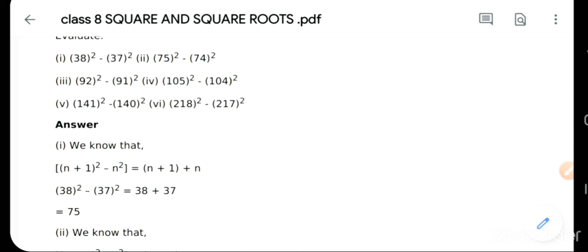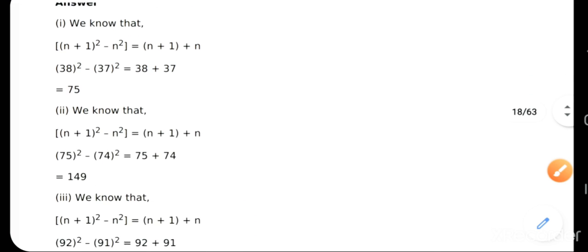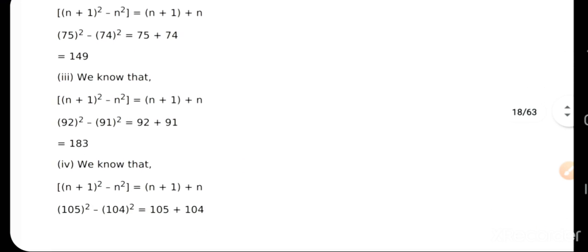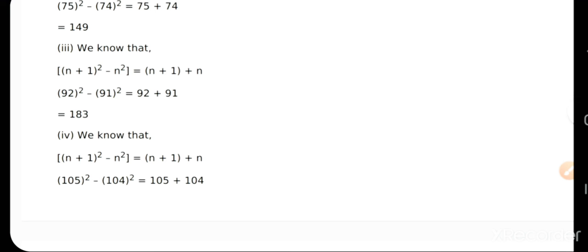You just need to, in a way, add the numbers. Okay, that is, if 38 square minus 37 square is there, you need to find the sum of these two numbers here. And the same way you have to do all the questions of this segment. Just have a look at the solutions, do it in your copy.